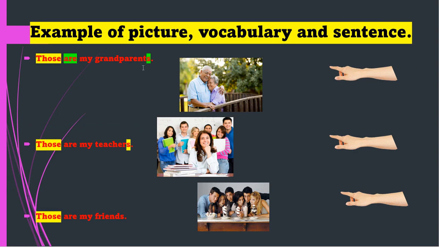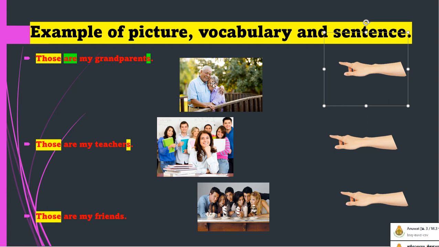Those are my grandparents. Again, we use those because it's far away, and are because we're talking about two subjects, which is the grandma and grandpa. So this is the grandfather and grandmother and grandparents. So grandparents with S, teacher. Why? Because they are a plural noun and they are far away.